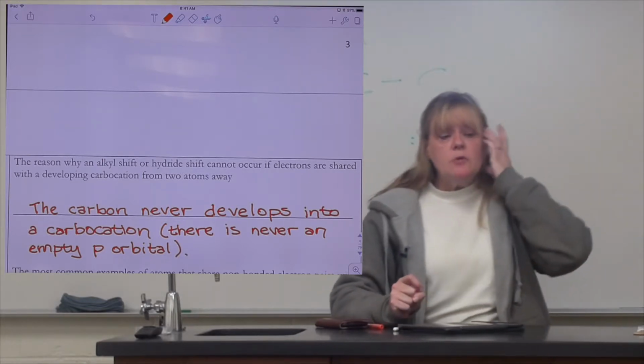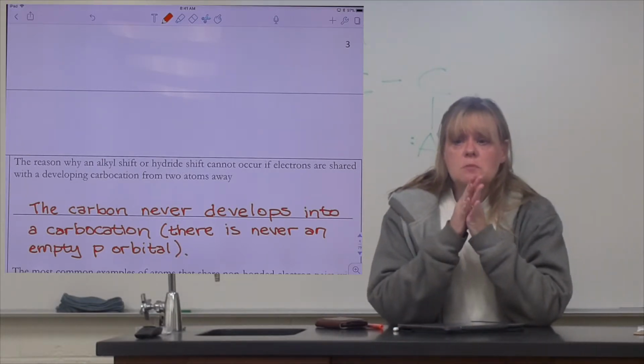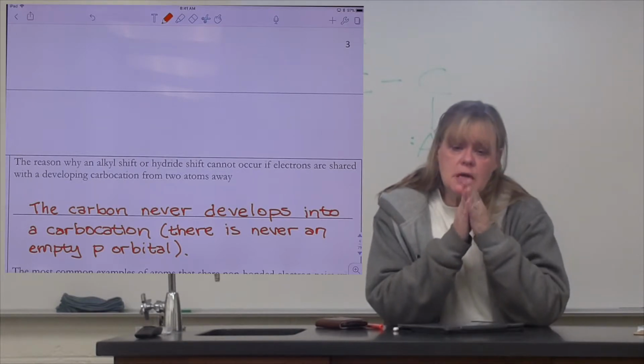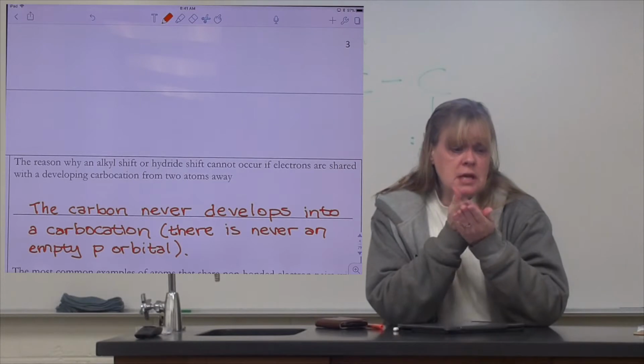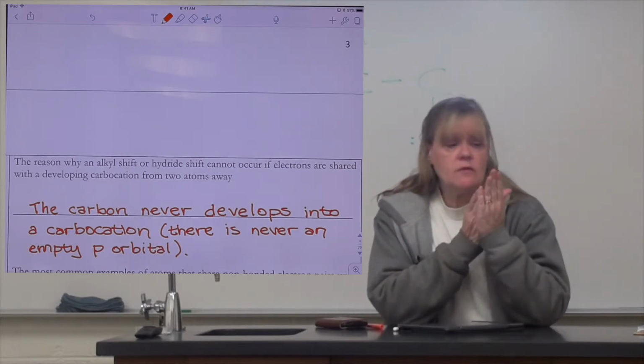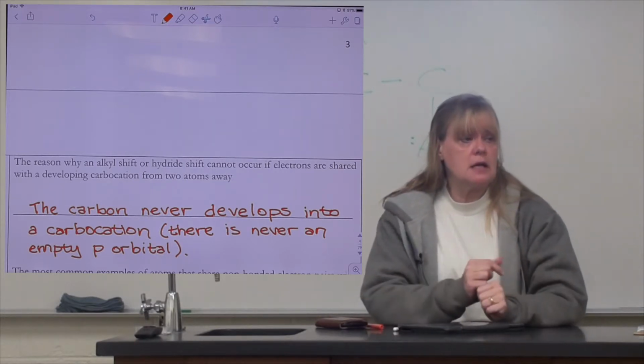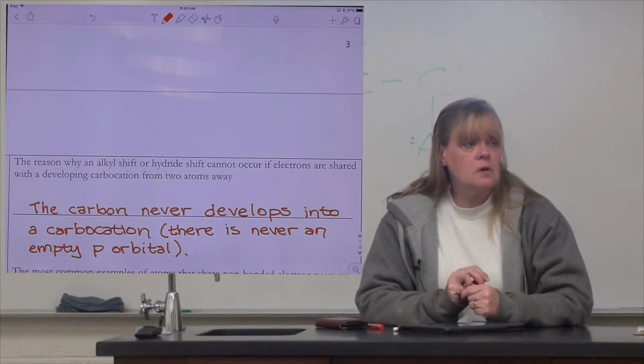So in the last chapter, I had an answer blank where I said, what are some examples of things that would never allow a shift? And we wrote down a radical, because you don't have an empty p orbital. This would be the second case for this semester.